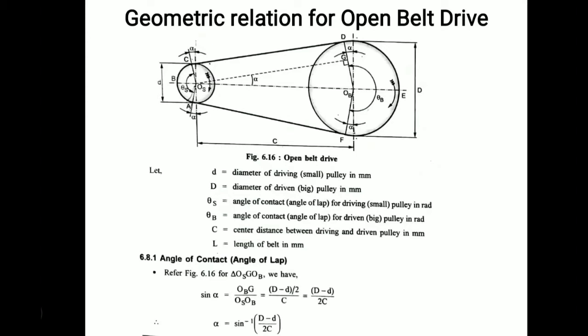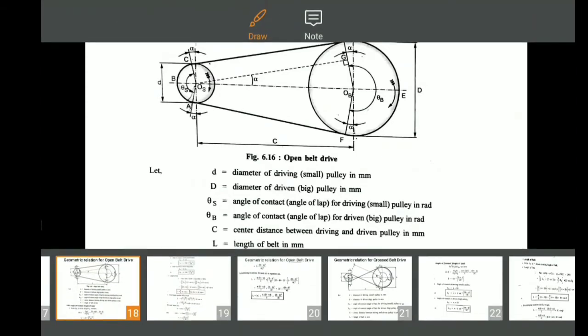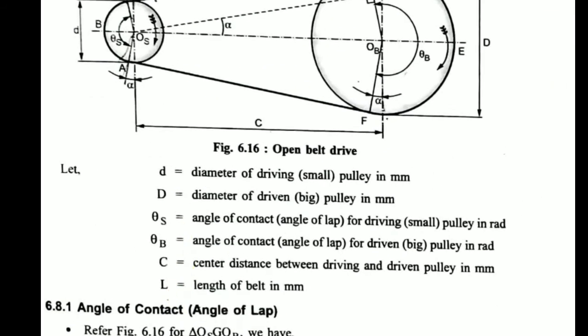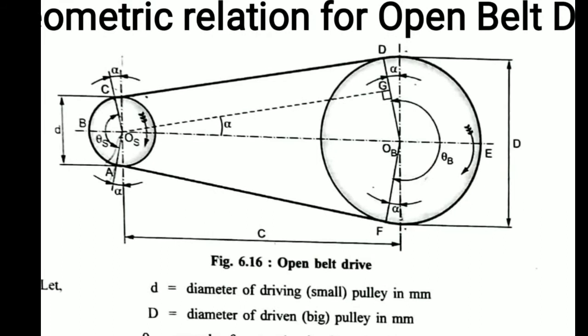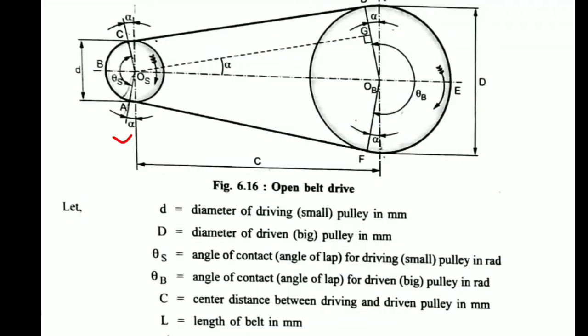First of all, just understand what a belt drive is, that is the open belt drive which I showed you. This is the open belt drive, which has a smaller and a bigger pulley. You can see the parameters. So the alpha angle is here, and here also the alpha angle is situated, on which the belt releases the rotation towards the bigger and smaller pulley.